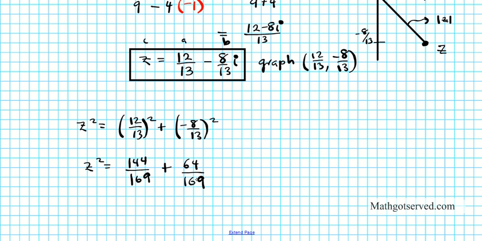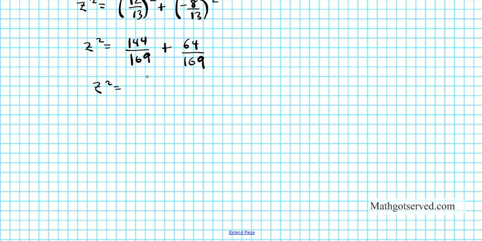Alright, now if we work this out, we're going to have z squared equals add this up, 208 over 169. To get z by itself, you take the square root of both, square root of this, square root of that, and then the square root of the denominator. Alright? So the norm for the distance from the origin, the absolute value of z is going to be the square root of 208 divided by the square root of 169. We know that that's 13. Okay?